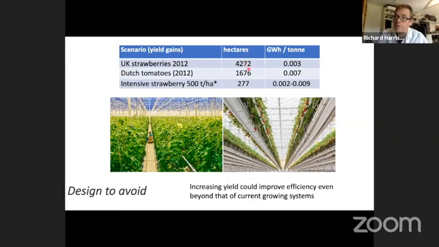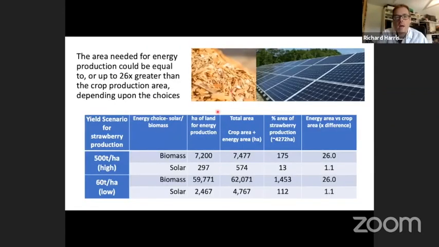What it would also do is take the land area for strawberries from around 4,200 hectares, which in the grand scheme of things isn't much, but it would reduce it down to around 277 hectares. So roughly 80% of our national strawberry production could be grown in 277 hectares. So it's worth thinking about how we might do that.